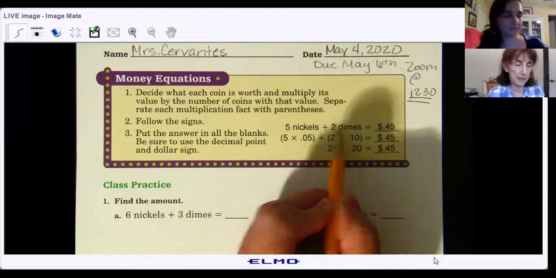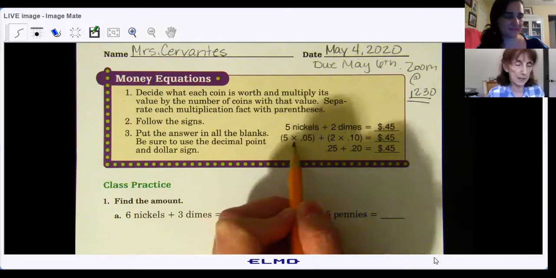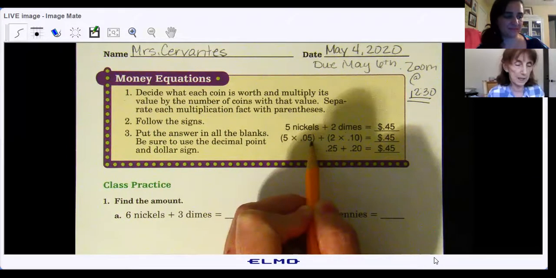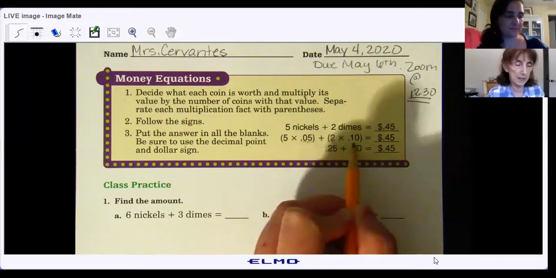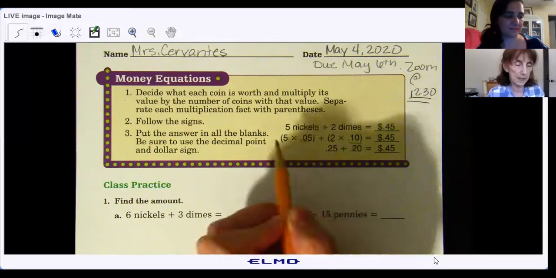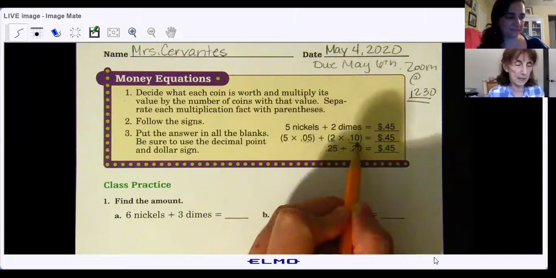So 5 nickels, you're going to do 5 times what? How much is the value of a nickel? The value of a nickel is 5 cents. Remember, 2 places per cent, so it's 0.05. So 5 nickels times 0.05, plus 2 dimes. 2 times what? How much is a dime? A dime is 10 cents. So you're going to multiply 2 times 0.10 because 2 places per cent. And that's in parentheses.